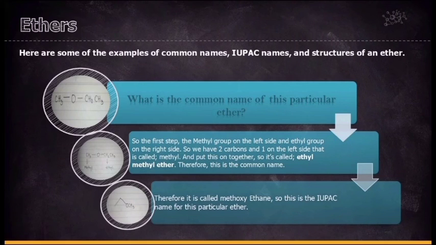What about the IUPAC name? So the structure with the longest chain is the 2 carbons on the left. We're gonna add the other side as a substituent. Ethane is the parent chain of the 2 carbons on the left, so this is carbon 1, 1-methoxy. Furthermore, it is called methoxyethane, so this is the IUPAC name for this particular ether.